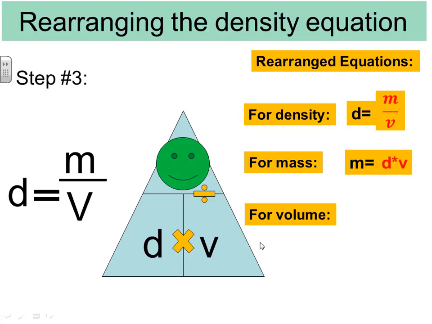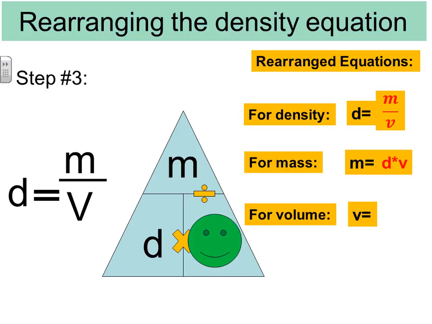And then the last one is, what's our equation for volume? We do those same steps. We're going to cover up volume, and now we see we are left with mass divided by density. So our equation for volume is mass over density. And hey, look at that. Now we have all three rearranged equations.